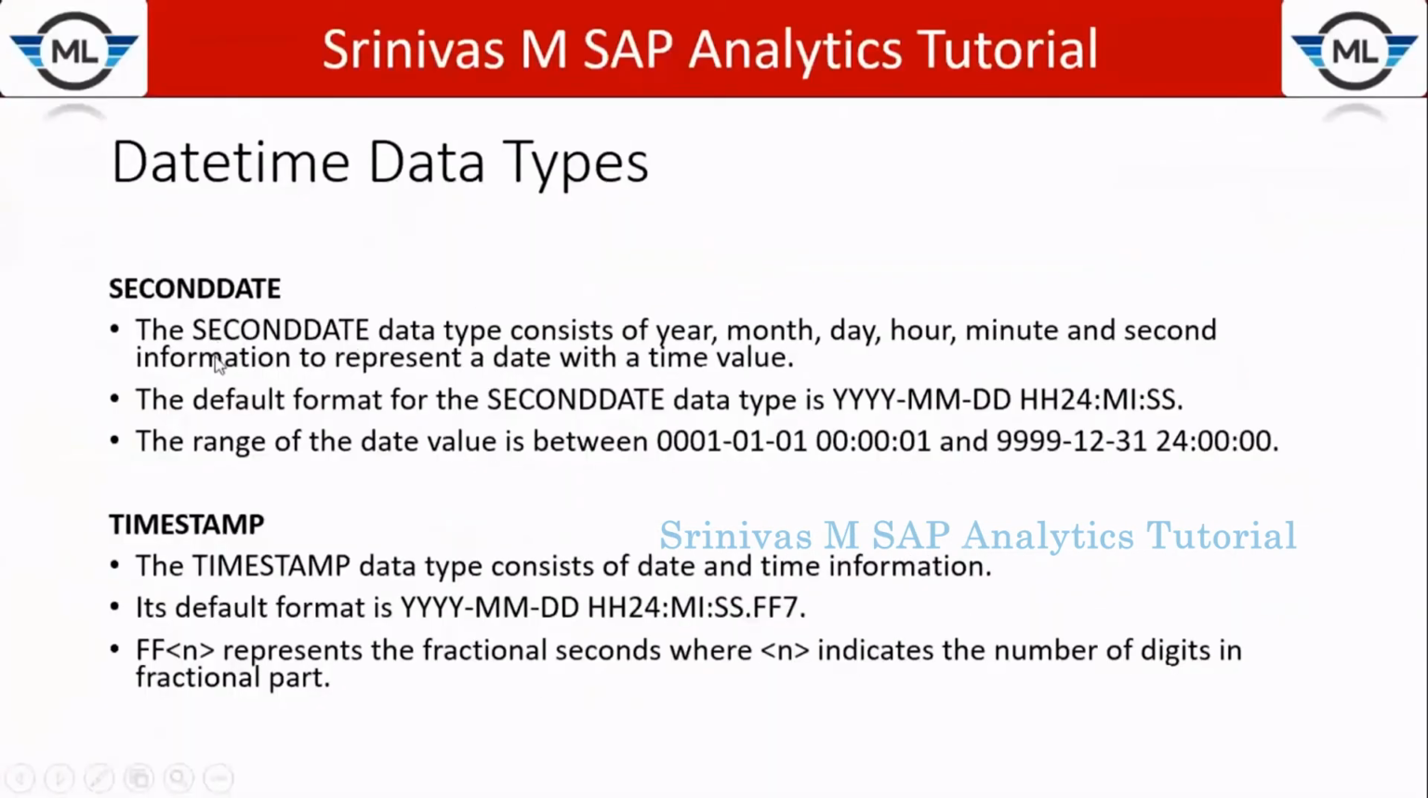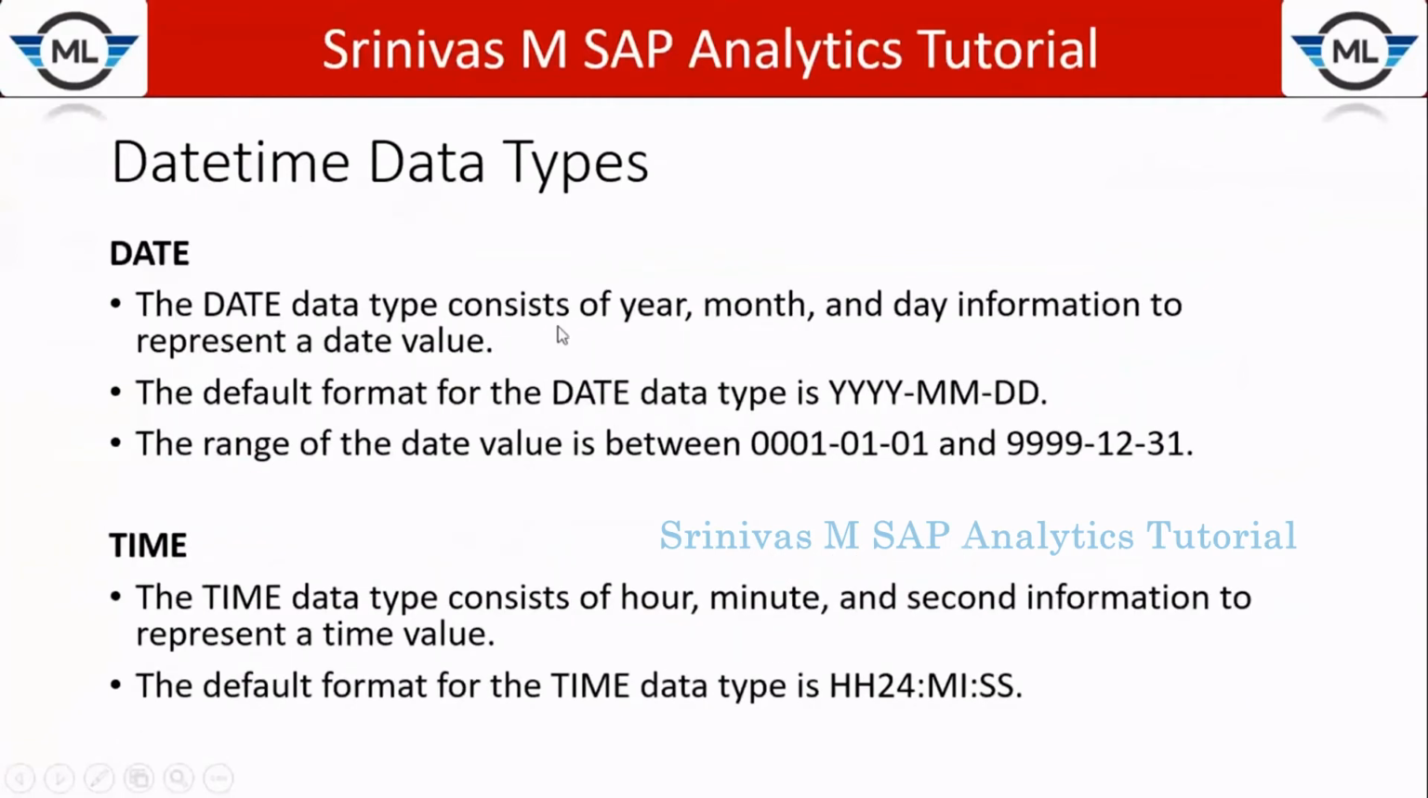So what is date? A date data type consists of year, month, and day information. What was the default format of date in HANA? The default format of date in HANA is YYYY hyphen MM hyphen DD. So when you are loading data into HANA Studio, you should maintain the date format properly. In SAP the default standard date format is YYYYMMDD, but in HANA, whatever date you store in a date type column, it stores internally in this format.